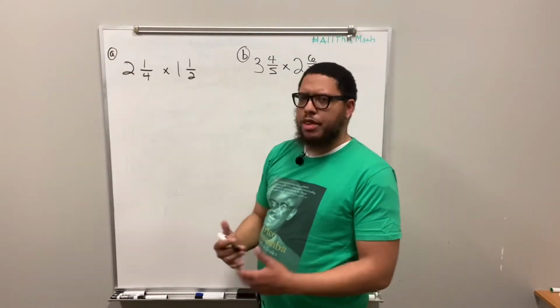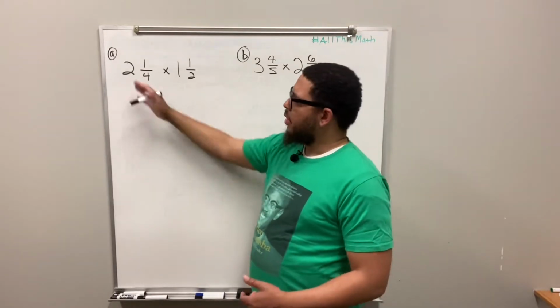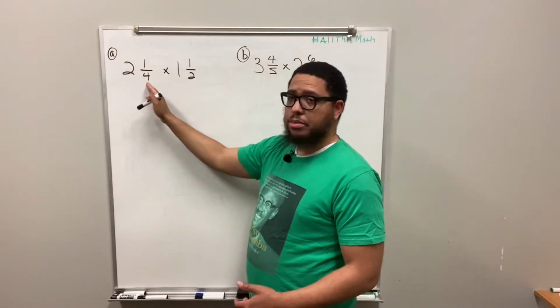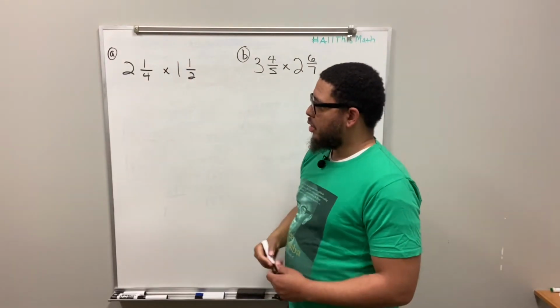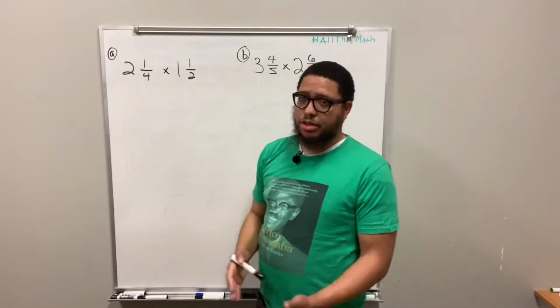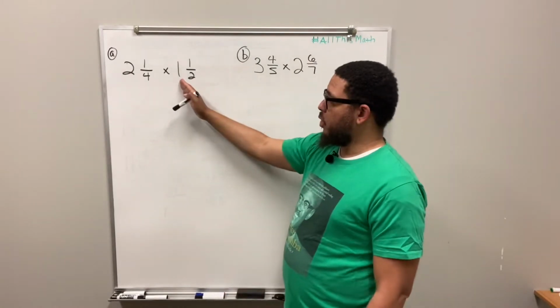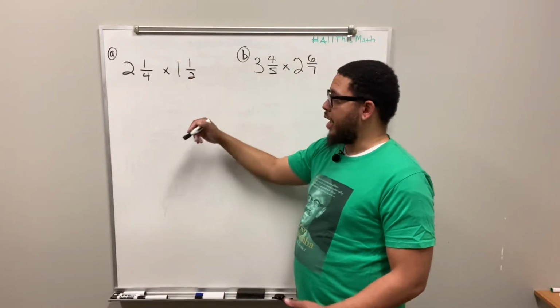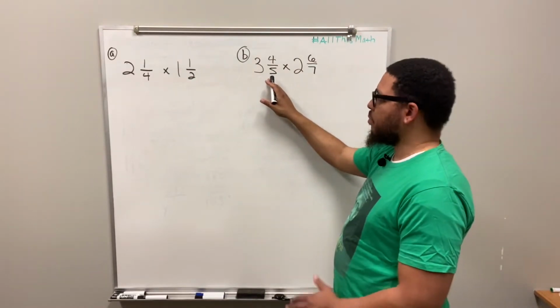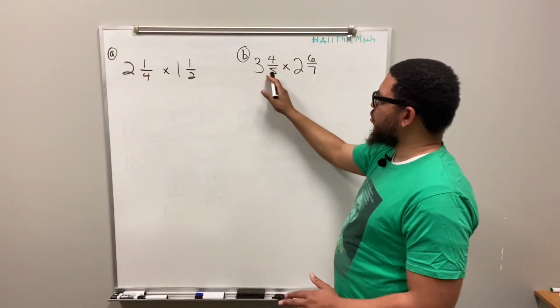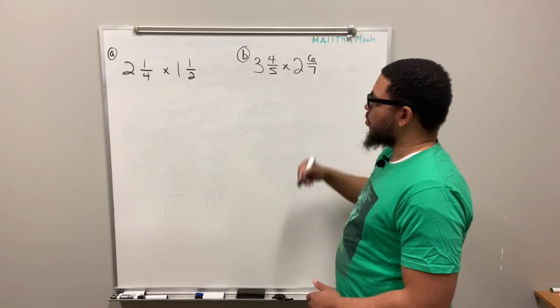This number is not one thing. It's mixed, right? It's got a whole number part and it's got a fraction part. Just as this number has a whole number part and a fraction part. So this number is more than 2, but less than 3. This number is more than 1, but less than 2, 1 1/2. This number over here is more than 3. It's almost 4, but not quite. More than 3, but less than 4. This one is more than 2 and less than 3.